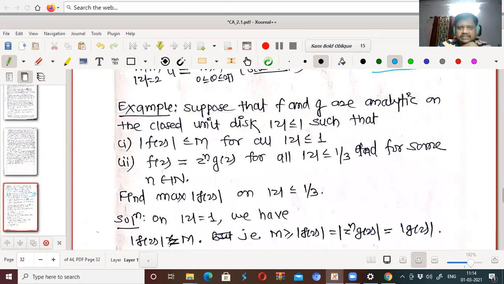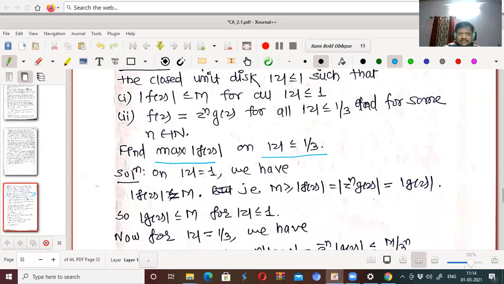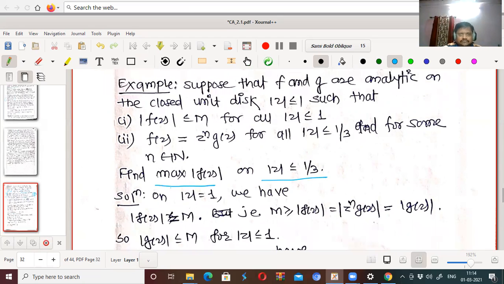Suppose that f and g are analytic on the closed unit disk, mod z less than or equal to 1, such that mod of f of z is less than or equal to M for all mod z less than or equal to 1, and f of z equals z raised to n times g of z for all mod z less than or equal to 1 by 3 and for some n belonging to N. Find the maximum value of modulus of f of z on mod z less than or equal to 3. This disk we have to find.